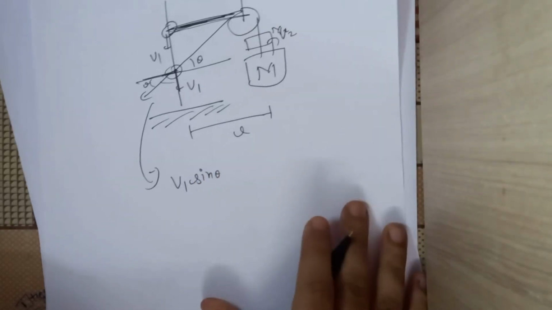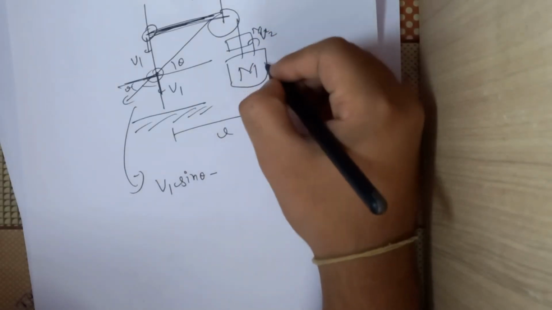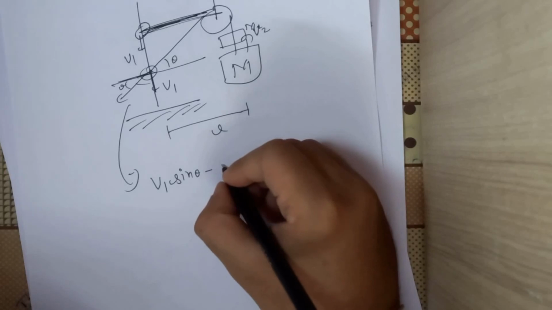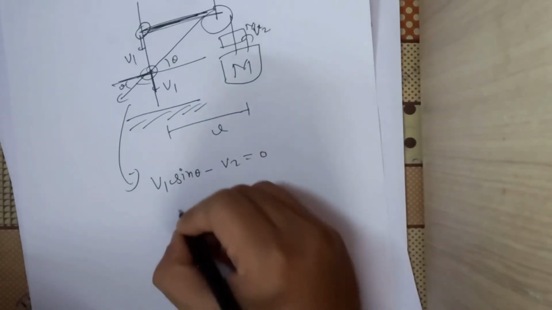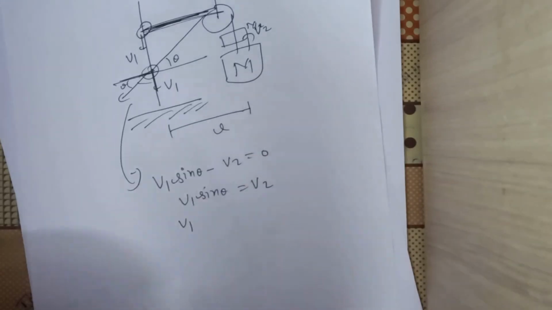This is the increase in length of the rope. And let's say that this capital M is moving with a velocity v2 upwards. So this is the decrease in the length of rope, which is v2. This should be equal to 0. So we can say v1 sin theta should be equal to v2, but theta is not given.